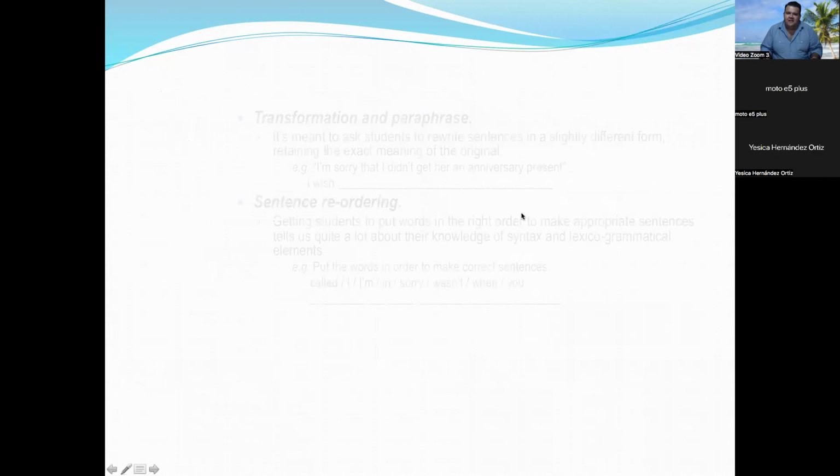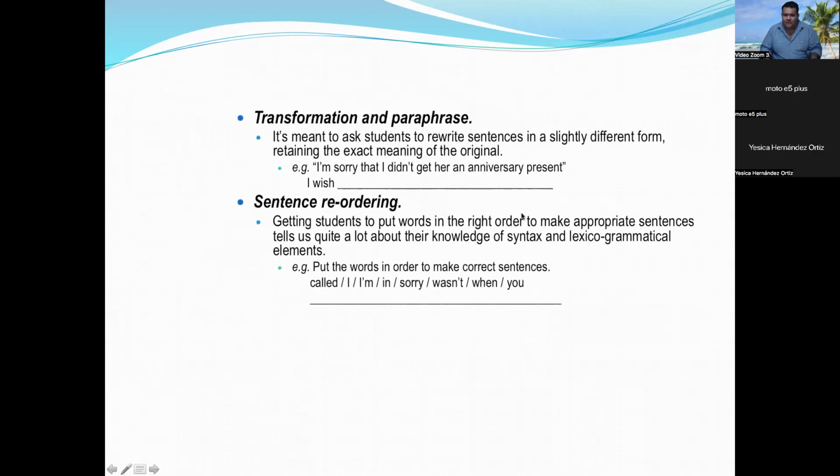Okay. I'll send the reading class in a moment. Transformation or paraphrase. It's meant to ask students to rewrite sentences in a slightly different form, retaining the exact meaning of the original. Example: I am sorry that I didn't get her an anniversary present.